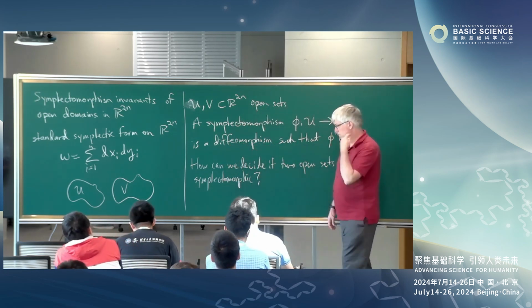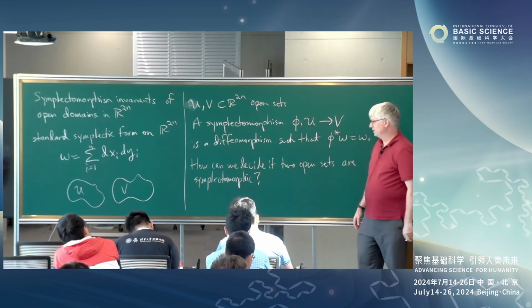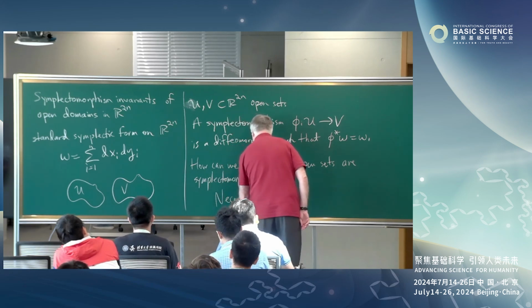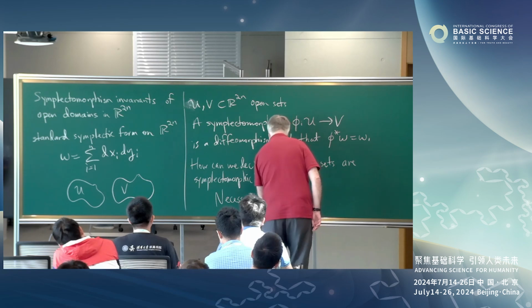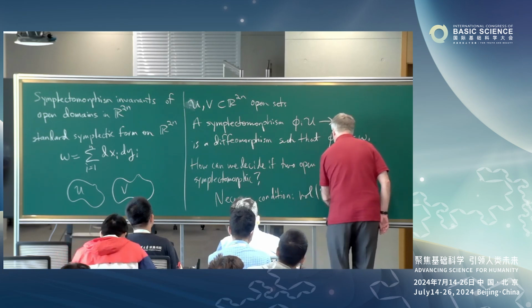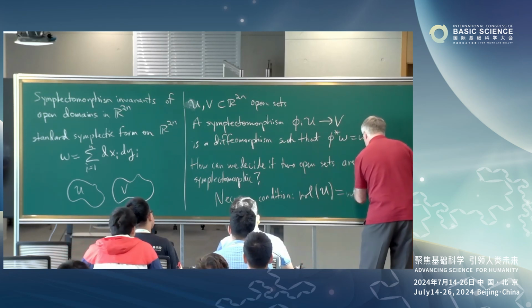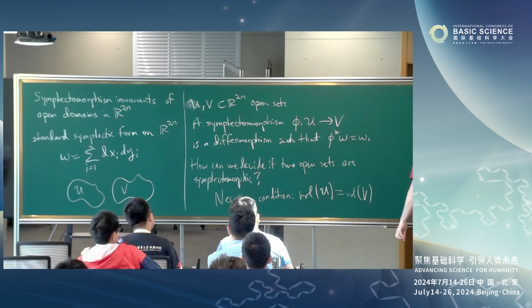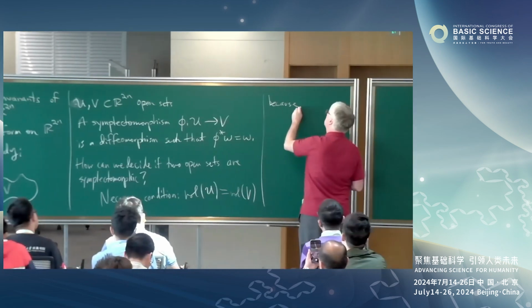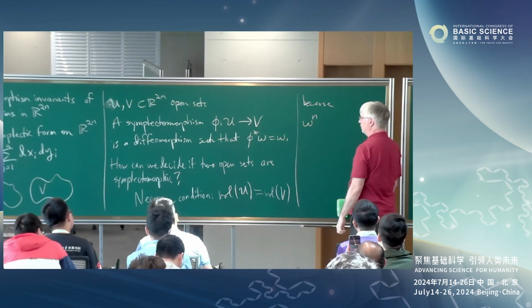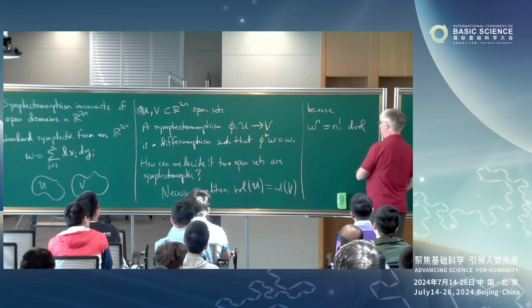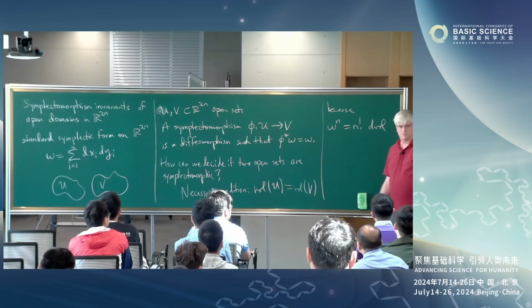So, well, one obvious necessary condition is that they have the same volume. And that's because the symplectic form determines the volume form. So if you wedge the symplectic form with itself n times, you get n factorial times the Euclidean volume form in R2n. But this condition is far from sufficient.